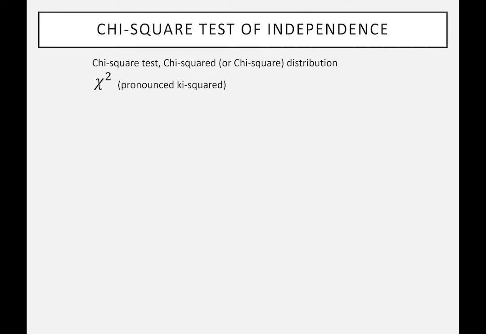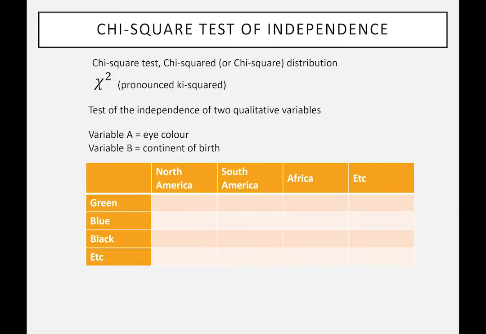One of the first ways we'll be looking at this concept of a test of independence, and the idea of independence, we'll be using something called the chi-squared test of independence. Notice how it's spelt. It's C-H-I. It uses the Greek letter chi, and it's pronounced chi-squared. This is typically a test of the independence of two qualitative variables. And the way we're going to do this is we'll have, let's call it variable A, the eye color of a person, and let's call variable B, the continent of birth of the person.